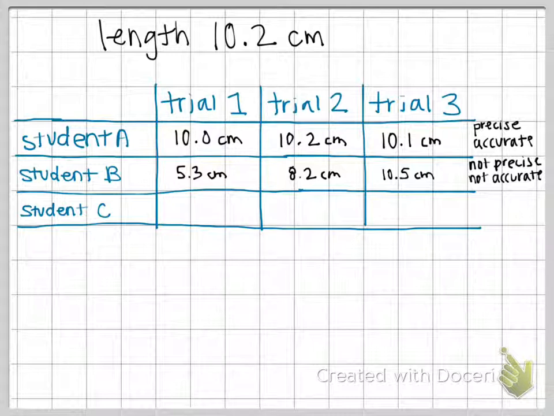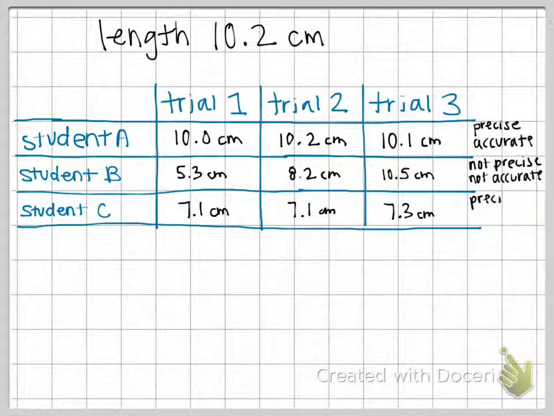Student C is going to get 7.1 centimeters for trial 1, 7.1 centimeters for trial 2, and 7.3 centimeters for trial 3. So student C, those values are very close to each other, so it will be precise. However, it is not close to the accepted value, so it is not accurate.